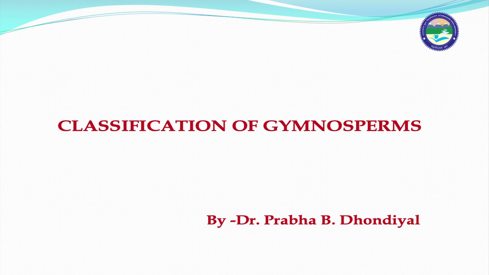So let's start. The group Gymnosperm is a very large class which includes both living and fossil forms. Due to ample records of fossil forms, the classification has become somewhat complicated. Several workers have classified Gymnosperm differently from time to time. Among them, the important ones are as follows. The pioneer workers in this field were Coulter and Chamberlain.